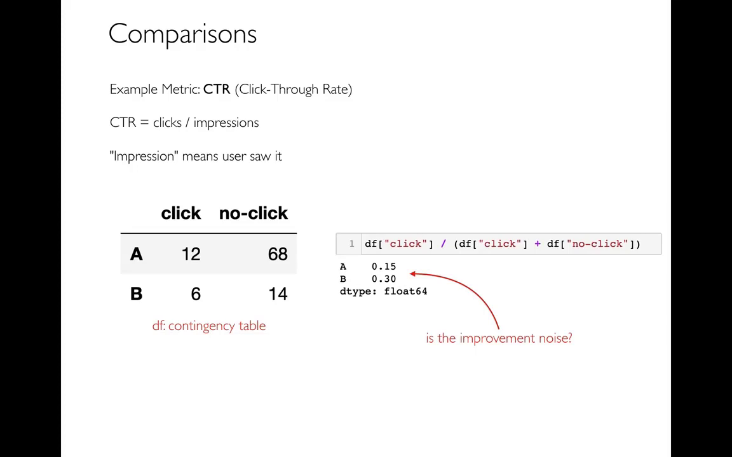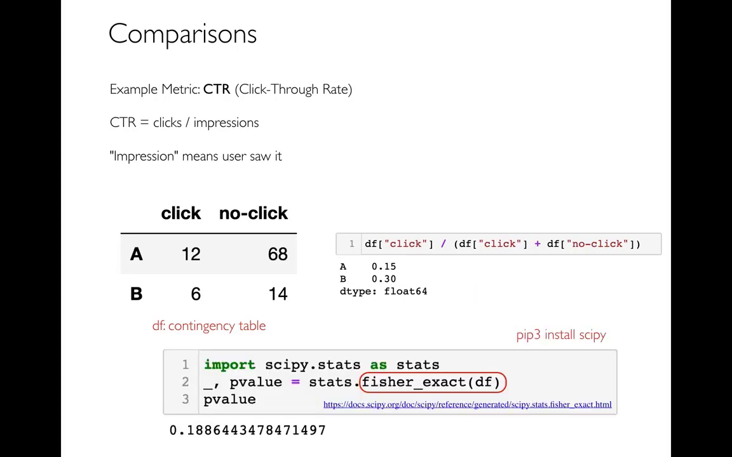Now, if you're a scientist, the first thing you're probably wondering is, is this noise, right? I guess only 20 people saw B. Is that enough or not? And if you've taken a stats course, you probably have this feeling you have to do some sort of statistical test, right? Is this a significant result or not? And it turns out that's actually pretty easy to do in Python.